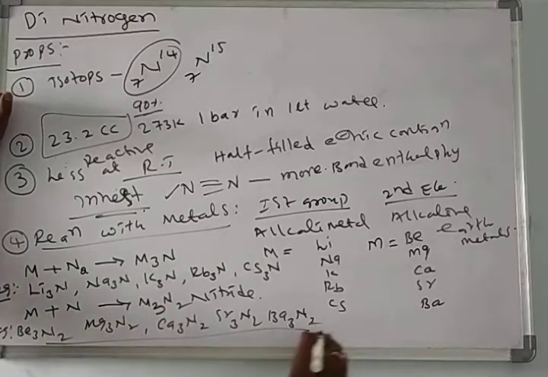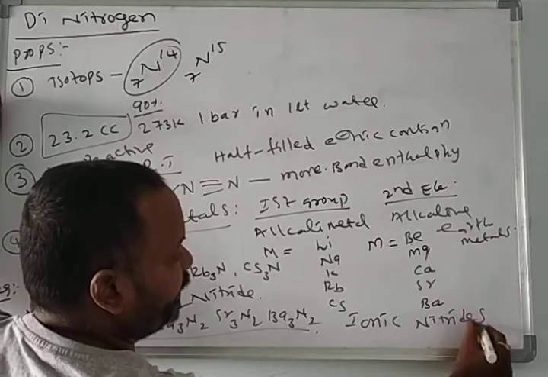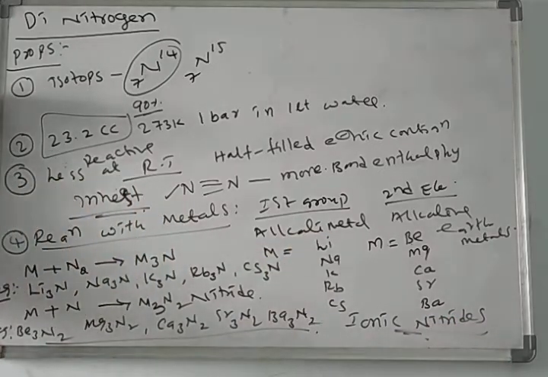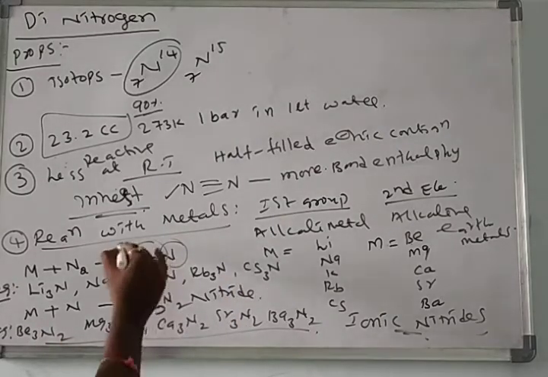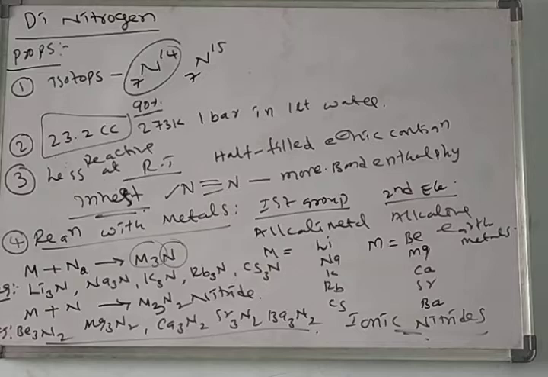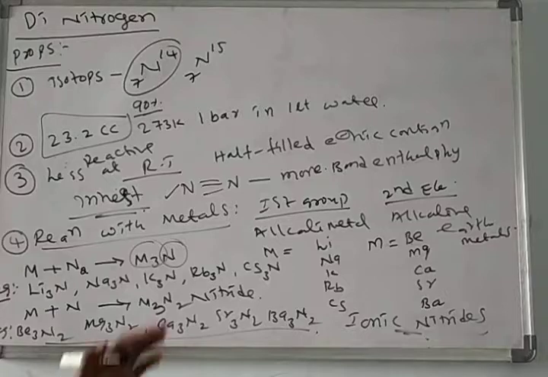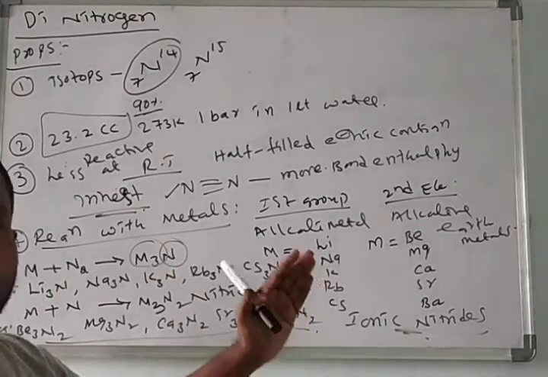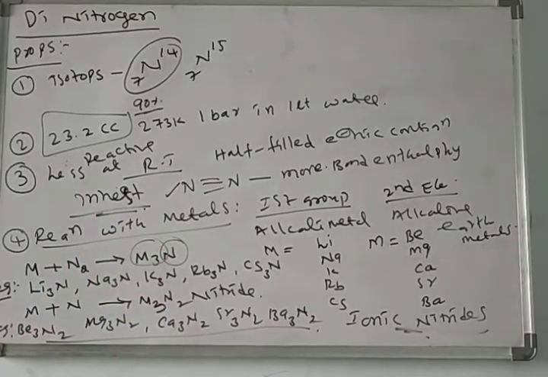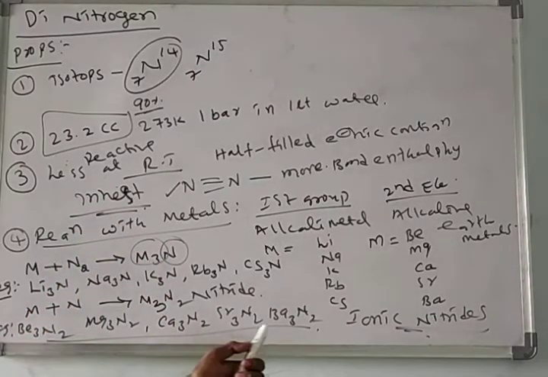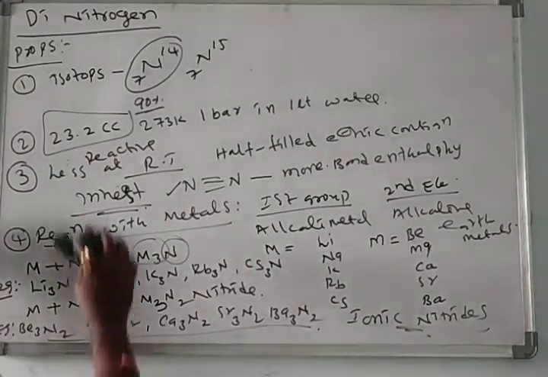All these nitrides are ionic nitrides. What is the meaning of ionic nitrides? There is an electronegativity difference. Nitrogen is more electronegative, and here the metal is electropositive. Like sodium chloride, an ionic compound: chlorine is more electronegative, sodium is electropositive. Like that, first group element nitrides and second group element nitrides are ionic nitrides due to the electronegativity difference.